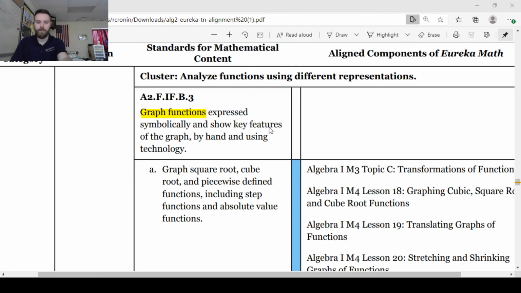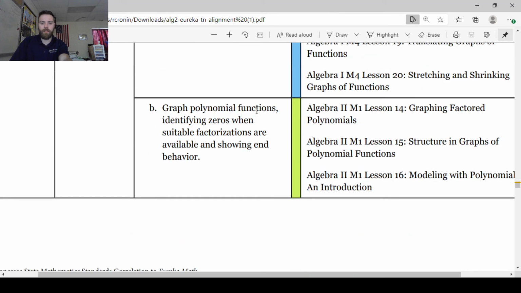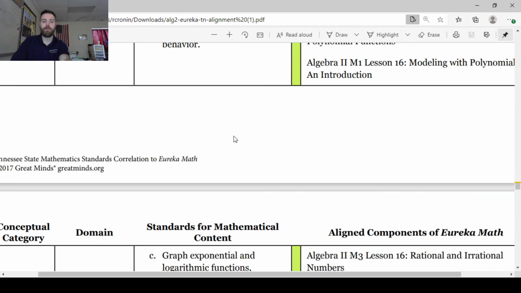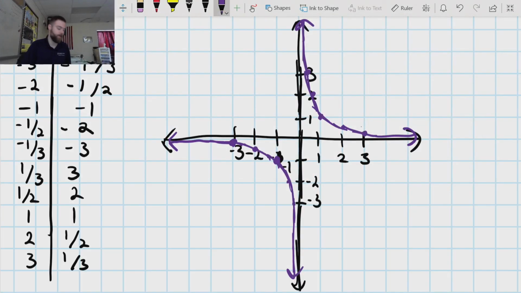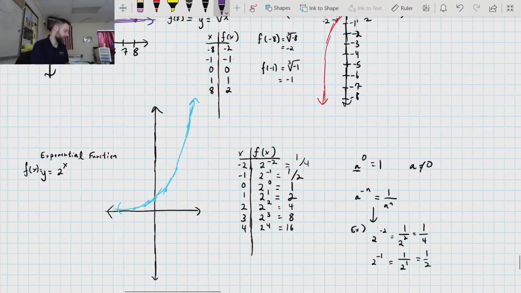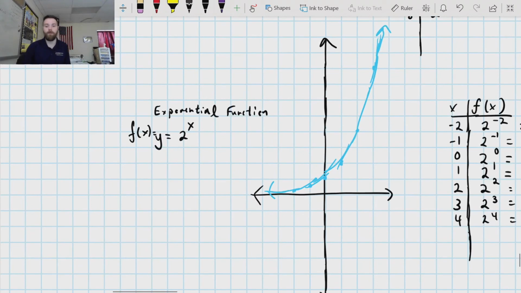So let's take a look at this one and see what it says. For B, solve polynomial functions identifying zeros when suitable factorizations are available. Graph exponential and logarithmic functions showing intercepts and end behavior. So we talked about exponential functions. Logarithms are much later, okay? So exponential functions are also important for Algebra 1. So that was 2 to the x. So I would review that one, okay?